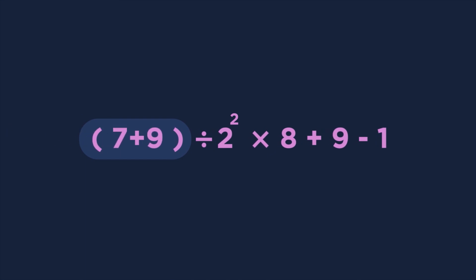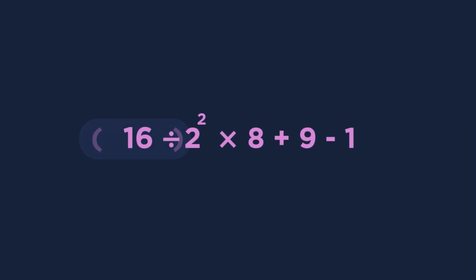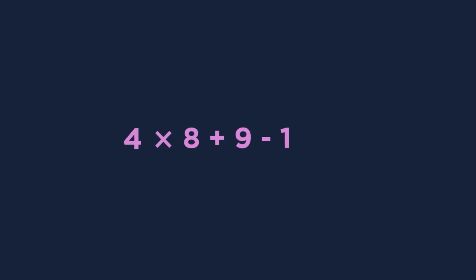For example, look at this math problem. First, we're gonna solve the parentheses. 7 plus 9 equals 16. And then solve the number with the exponent. 2 to the power 2 is 4. Now the multiplication and division part. In this case, the division operator appears before the multiplication sign. So we are going to divide first. Then multiply 4 with 8. Now the last part, add and subtract. And we get our answer.